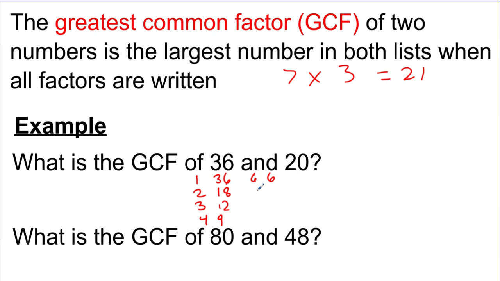Right? So these are all of the lists of the numbers that are a part of a multiplication problem that result in 36. Okay, so I'm going to do the same thing with 20. I'll do that one over here just to give us some space. 1 and 20. Okay, 2 and 10.